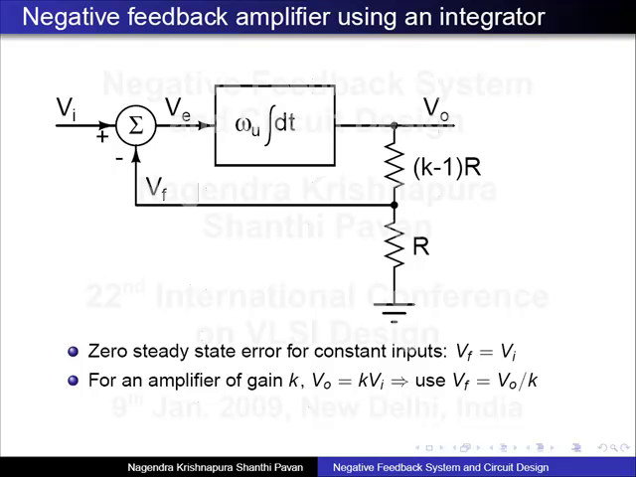But for now, it should be clear that if V0 happens to be different from kVi, the Vf, which I call the feedback voltage, will be different from Vi. Okay. So, which means that Vi will drive it in some direction. If it is more, it will reduce it. If it is less, it will increase it. So, the only way it will reach steady state is when V0 is kVi.